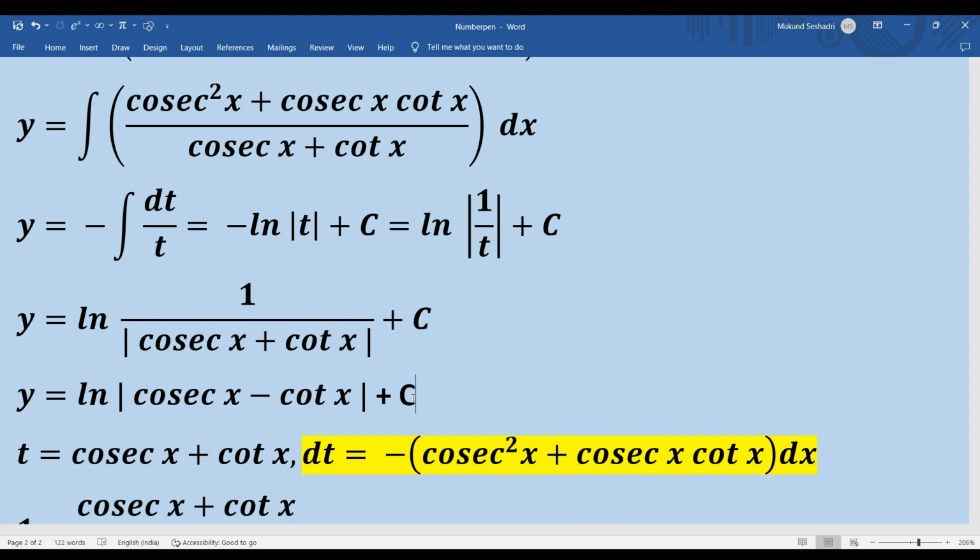Again, drawing your attention to three important trigonometric identities. Secant square x minus tan square x equals 1. Cosecant square x minus cot square x equals 1. And sine square x plus cos square x equals 1, right? So there we are. So let me highlight my final answer in pink.